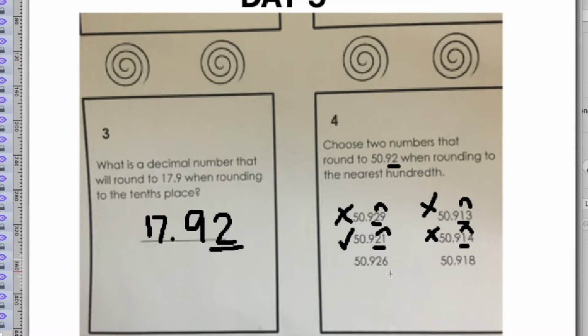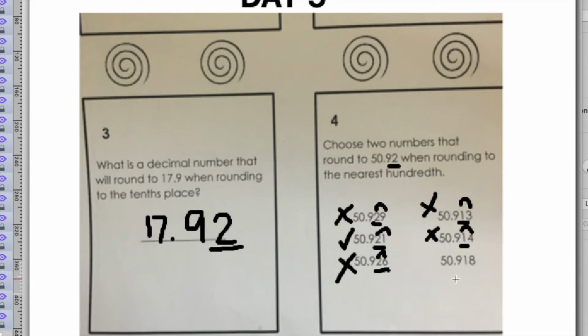Alrighty, where's my hundredths place? Where are we starting? Right there. Look next door at the 6. That 6 tells my 2 to do what? Tells it to round up. So this ends up rounding to 50 and 93 hundredths, which is not what they're looking for.